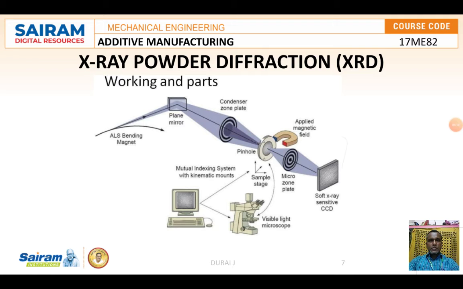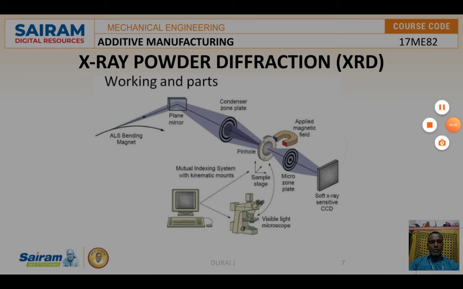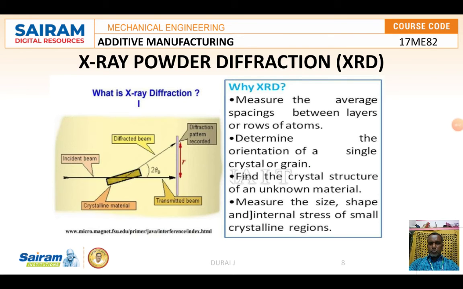All diffraction methods are based on the generation of X-rays in an X-ray tube. These X-rays are directed at the sample and the diffracted rays are collected. A key component of all diffraction is the angle between the incident and diffracted rays. Powder and single crystal diffraction vary in instrumentation beyond this. In X-ray powder diffraction, this is the incident beam, the crystalline material, the diffracted beam and the transmitted beam. This is the diffraction pattern record.